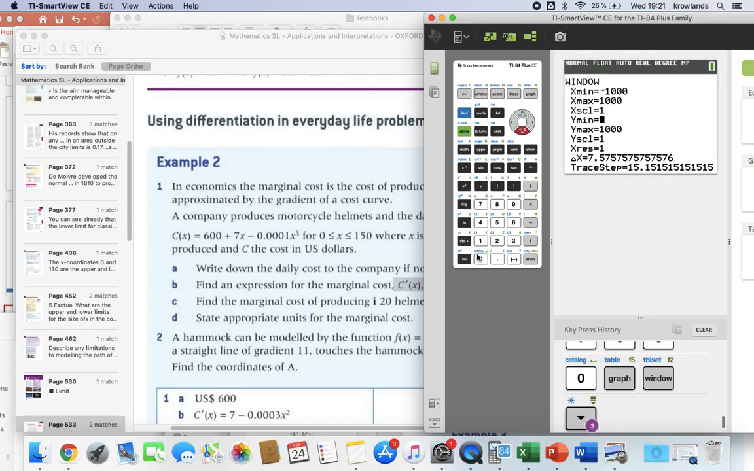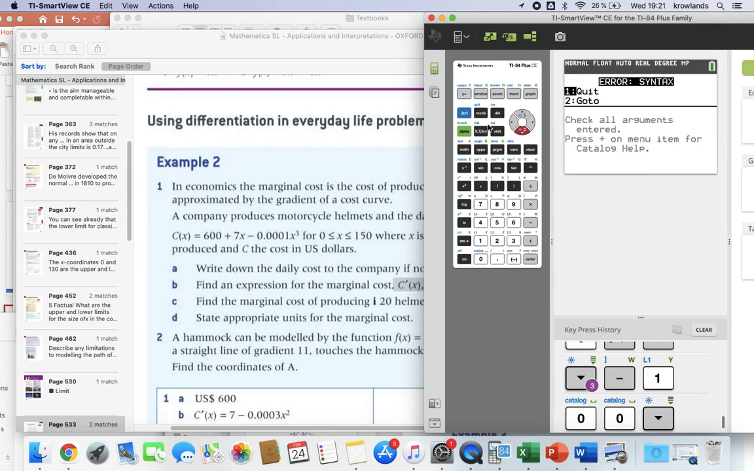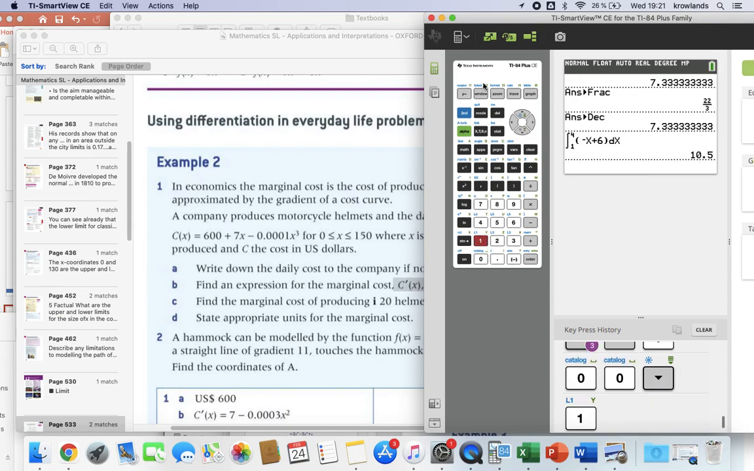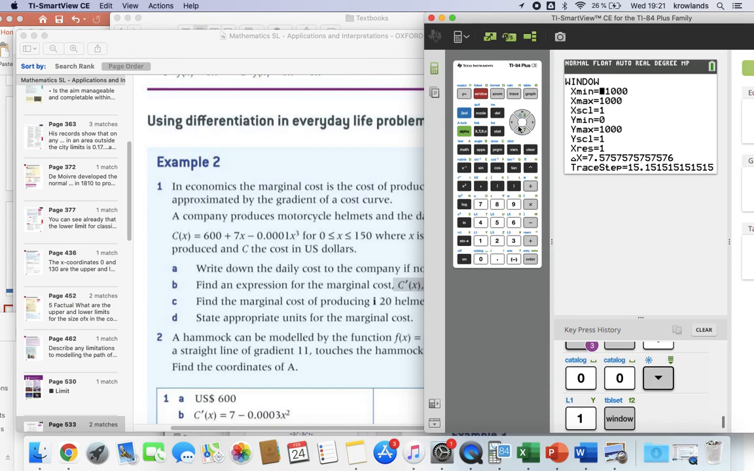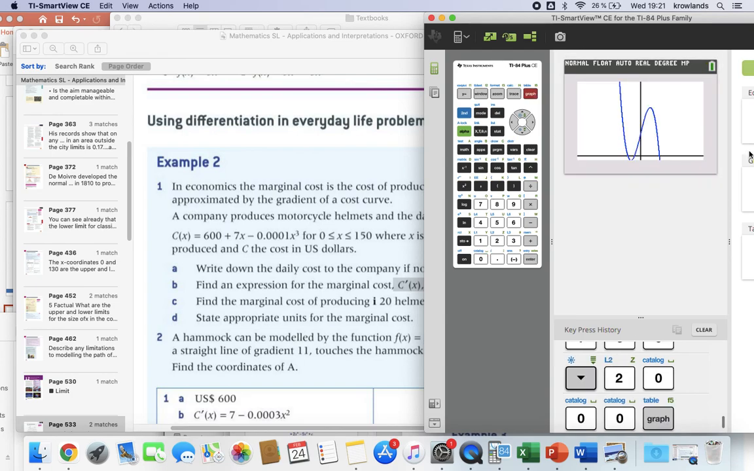And for our y minimum, we're going to make it a bit smaller. Y maximum, let's change it to something a little bit bigger. Let's change it to 2,000. See how this alters the graph. Much better. Still can't see it all, but that's fine.